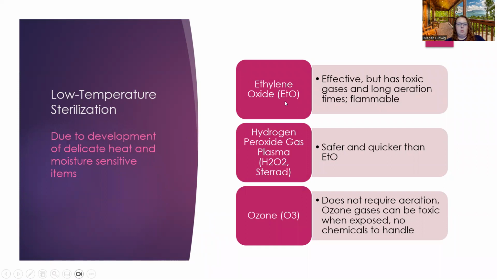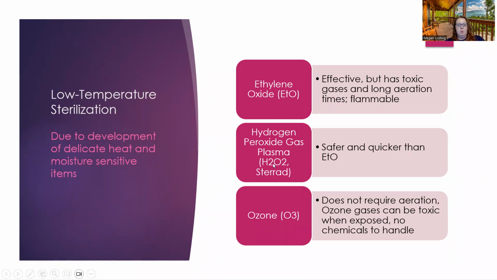So ETO, or ethylene oxide, we just call it ETO, pretty often. It is effective, but the downsides and the biggest complaints about ETO is it's toxic. Okay, you have to be very careful when using ETO because the gases are toxic and it is highly flammable. And these gases, not just toxic, are cancerous. They're known to be carcinogens. So when you're handling these or around this, you have to be very careful.